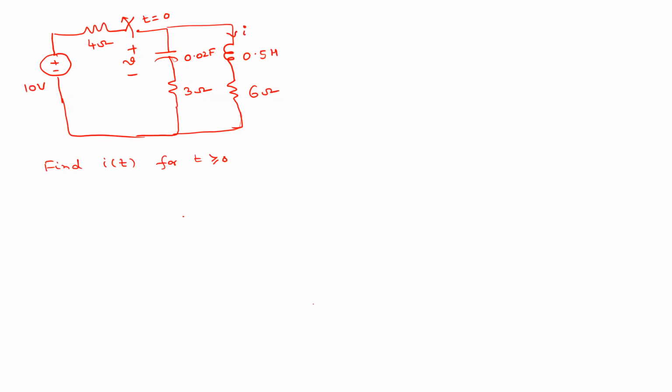First, we need to find the initial conditions, right? So what is I of 0 and V of 0? Is I of 0 equal to 0? It's not 0, no? The switch is closed, right?